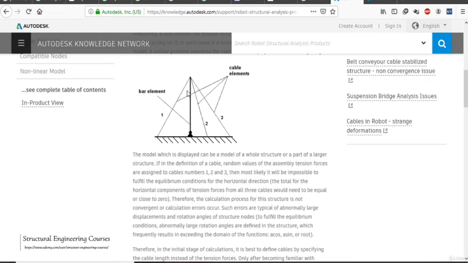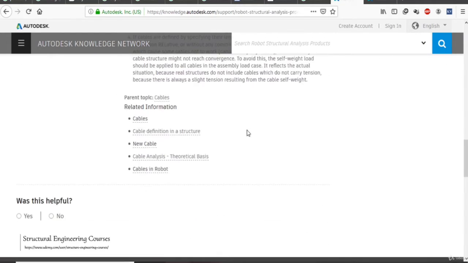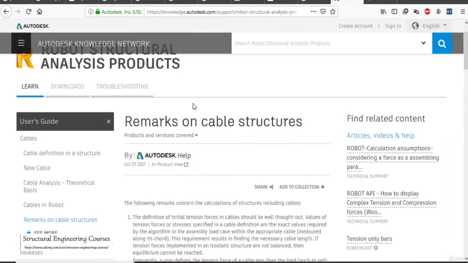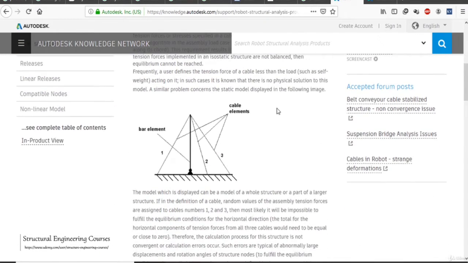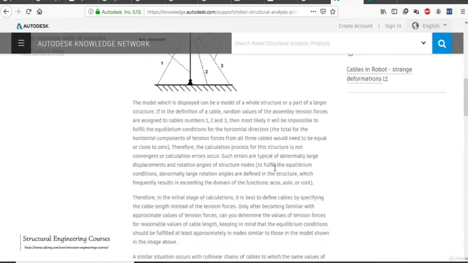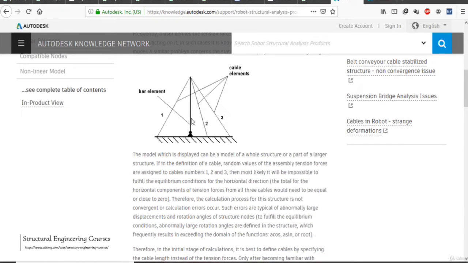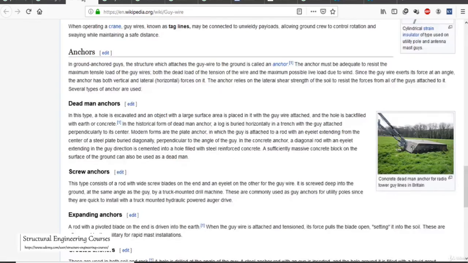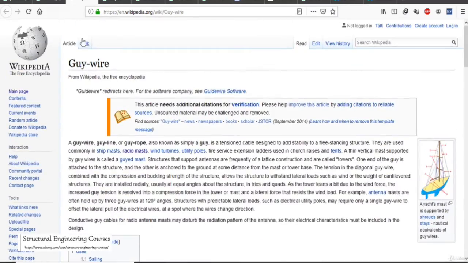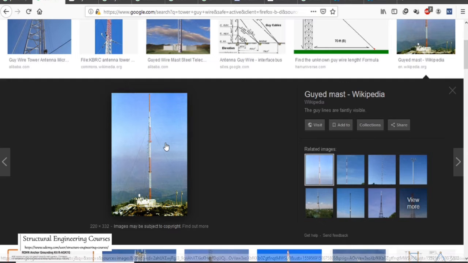We can assume this as a mast tower, and these can be considered as cable elements, which in real life are called guy wires. I shall explain that in the next few minutes, but I want you to go to this website, open this page and read it properly. But now coming to the concept, this is just a theoretical image. What is the practical image for this? So we can open this Wikipedia page, or we can see this example here.